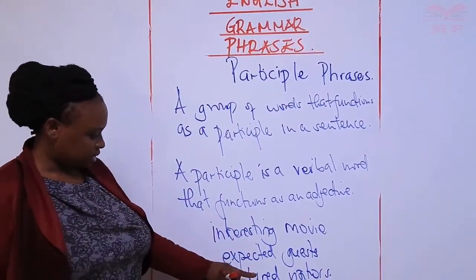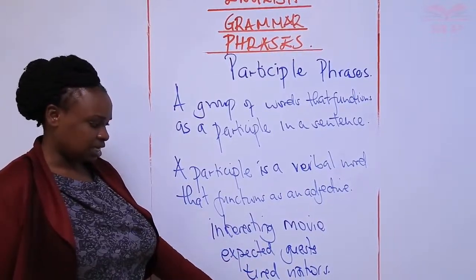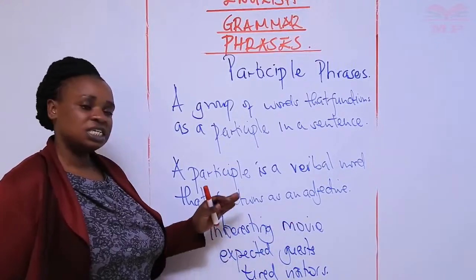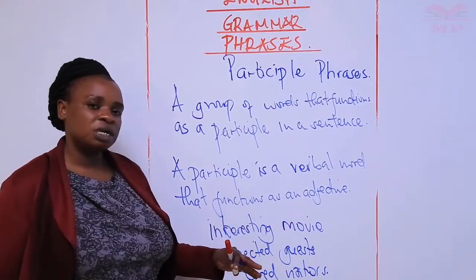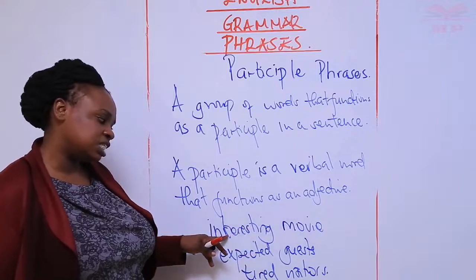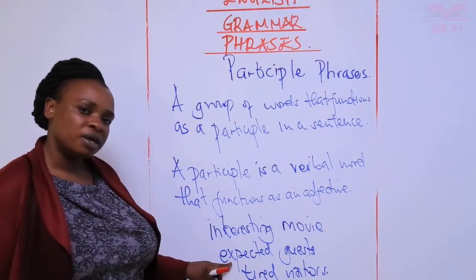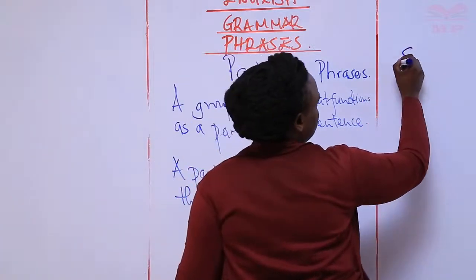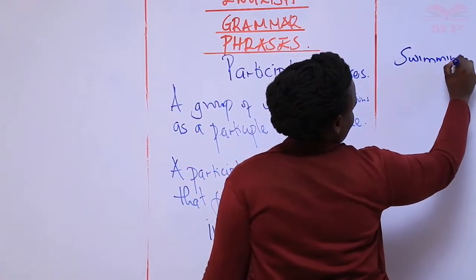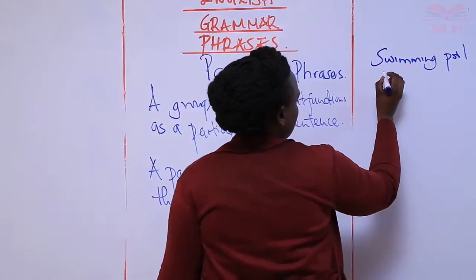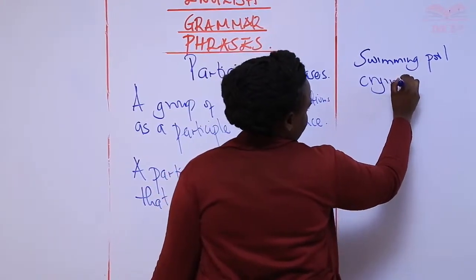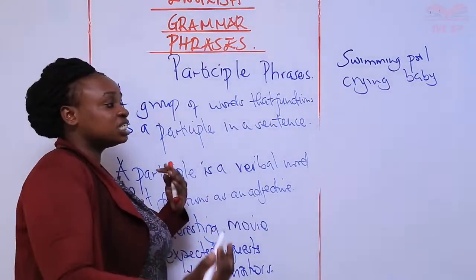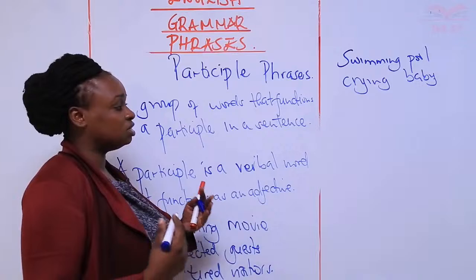So all these three words here, interesting, expected, tired, are verbs, but they are functioning as what? Adjectives. What is an adjective? It's a word that gives us more information about a noun. So which movie? The interesting one. Which guests? The ones that we were expecting. Which visitors? The tired ones. Which pool? The swimming pool. Which baby? The crying baby. So when they function as an adjective, they're giving us more information about the baby. That's what an adjective does.